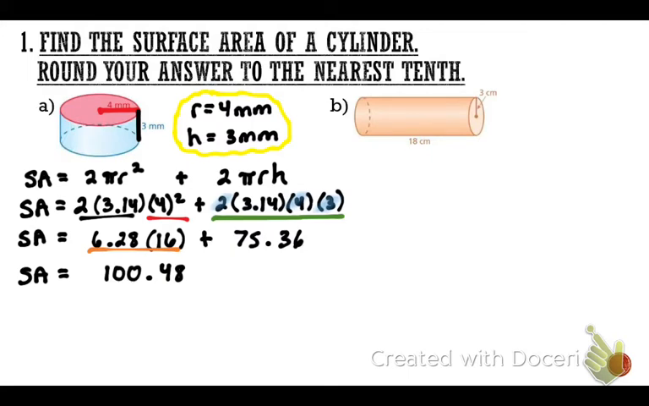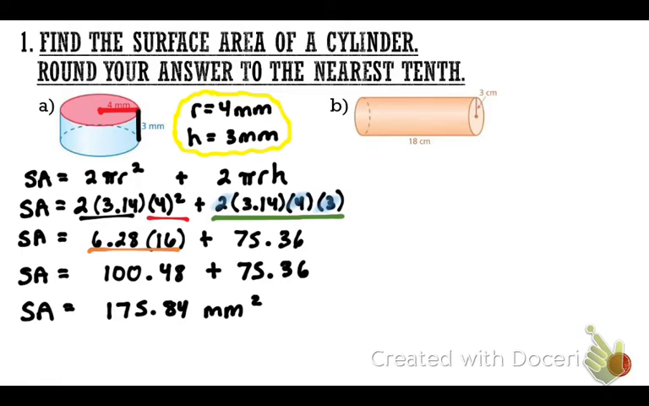Now we've got to add the lateral surface area, 75.36. When you add those two together, Abigail, what do you get? 175.84. And remember, we're finding surface area, so we do want to square the units.